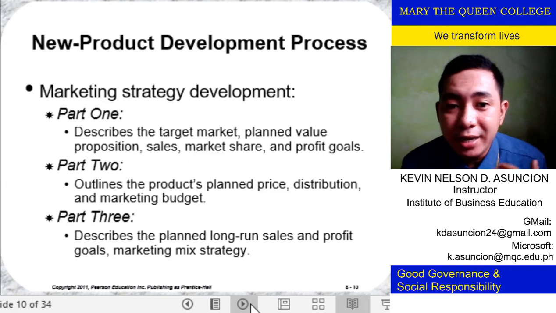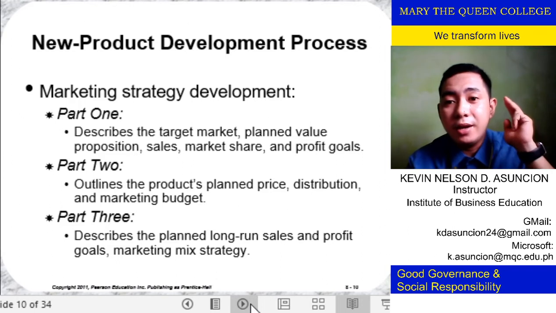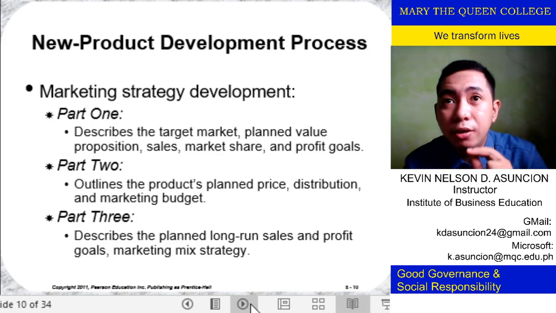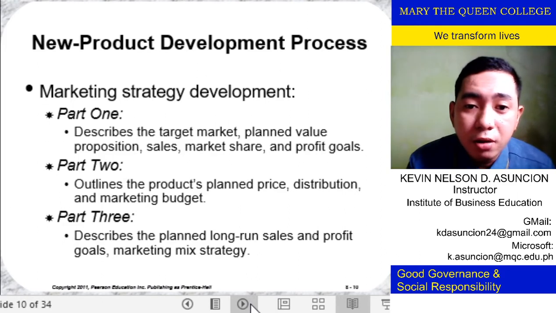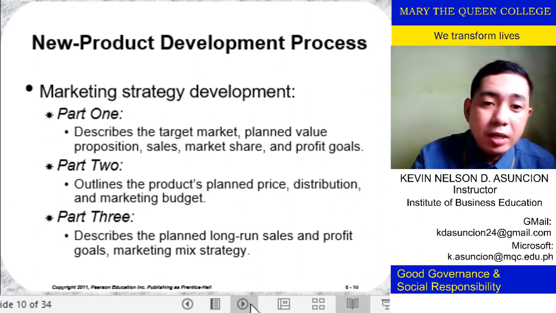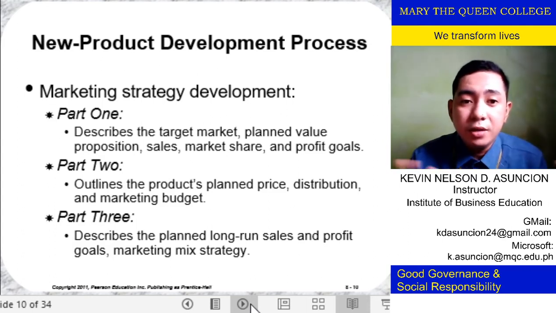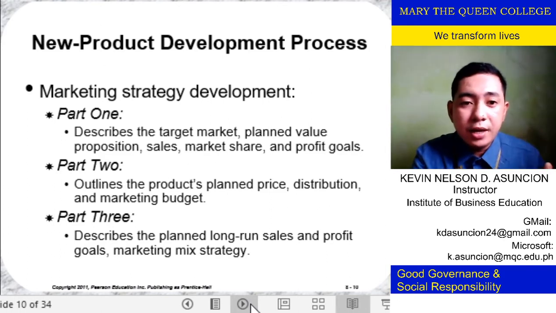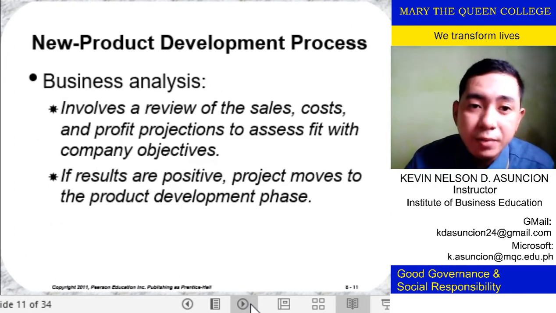So, paano mo yan ilalabas? That's the part 2. So, kanina is what the company wants, no, the end goal. Part 2 talks about how will you launch that, and paano yun makikita, paano yun mapaprice. Lastly, describe the planned long-run sales and profit goals, the marketing mix strategies. No? So this is the summary and generalization of that target market, the plan. Kumbaga, you're converting those development process into what you expect na makuha with this new development of the product.